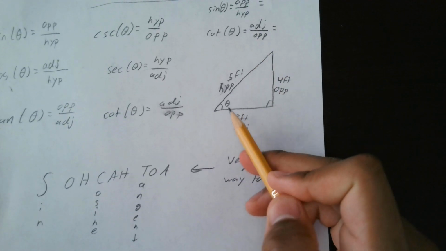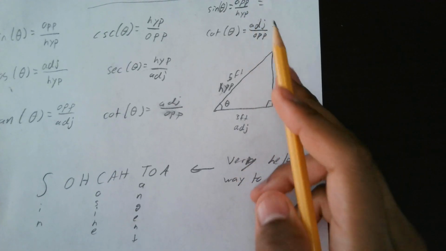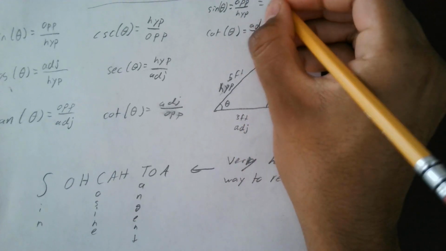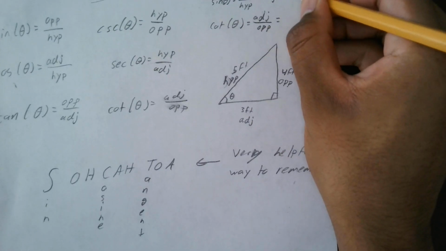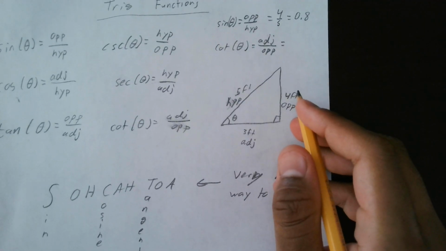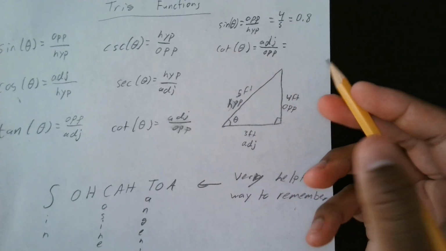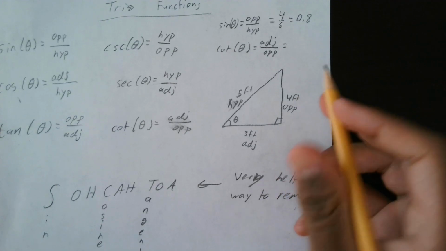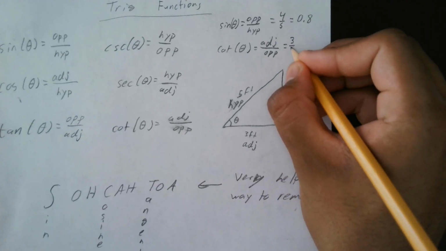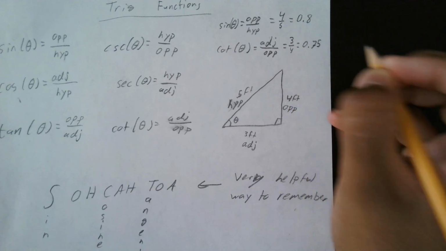So if I were to ask you to find the sine of angle theta, it would be the opposite divided by hypotenuse, so 4 over 5. That's equal to 0.8. If I were to ask you to find the cotangent of theta, that would be equal to the adjacent over the opposite, so that would be 3 over 4, 0.75.